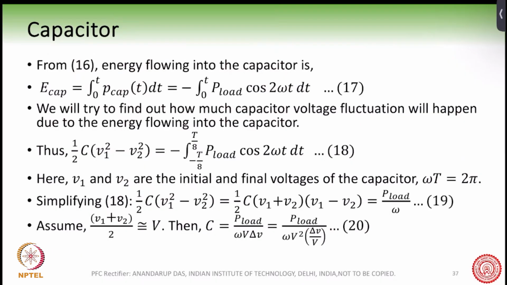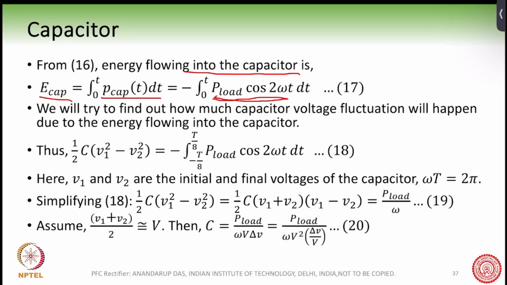Now we can quickly write down some of the equations from which we can design the capacitors. The energy flow into the capacitor is E cap, which is the integral of P cap dt. The average value of the power goes to the load, and the ripple value, P load cos 2 omega t, this ripple part will be absorbed by the capacitor. So we only take the ripple part, or the AC part, of the power that will flow into the capacitor, causing the voltage to vary.